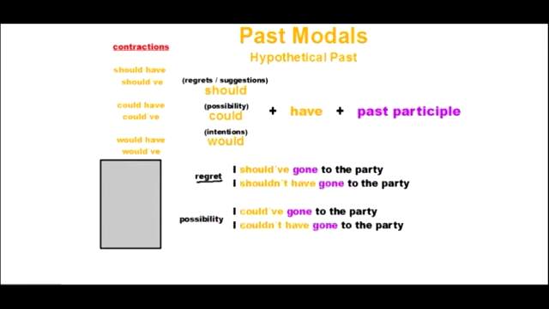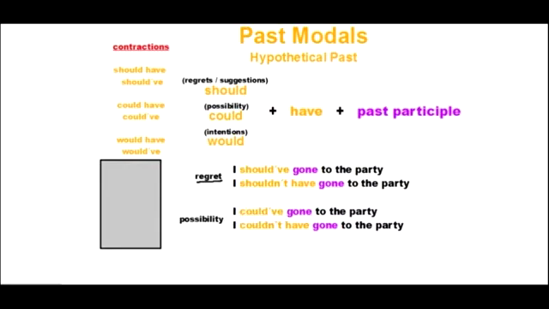Let's take a look with possibility. Remember possibility, I use things like could, or maybe in the negative couldn't. So maybe it was not possible for me to go to the party. So another way to say this is saying a past modal, I could have gone to the party. Or, for example, I have my modal verb could, my auxiliary verb have, and the past participle still, right?